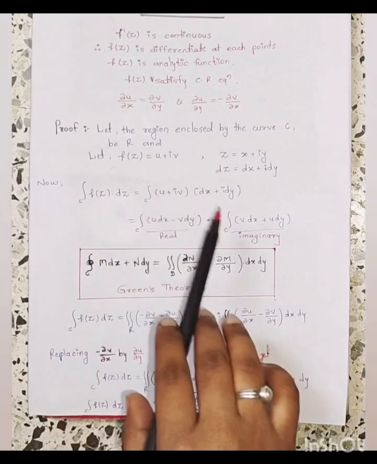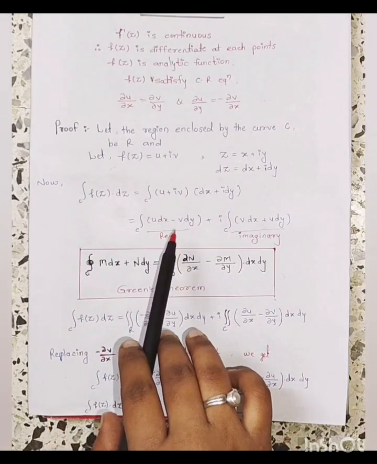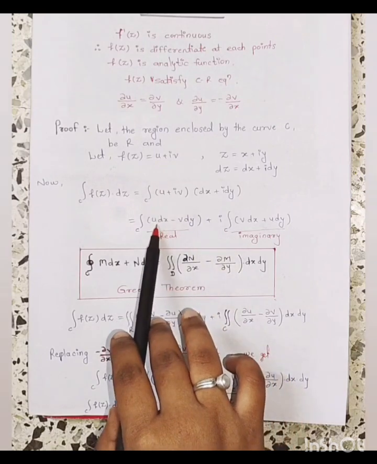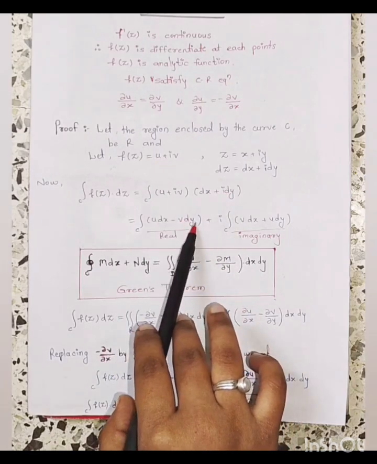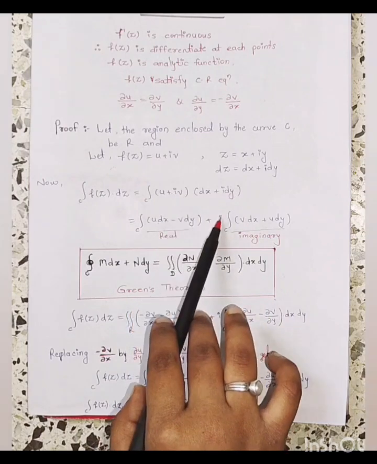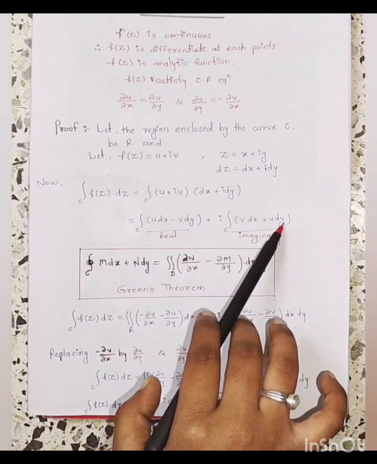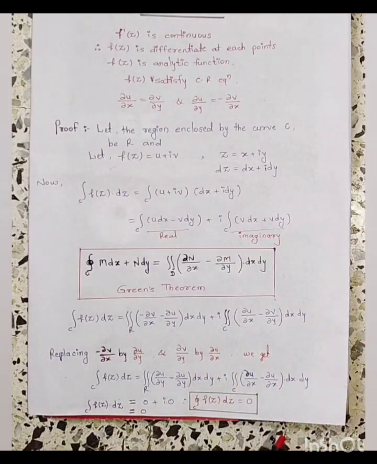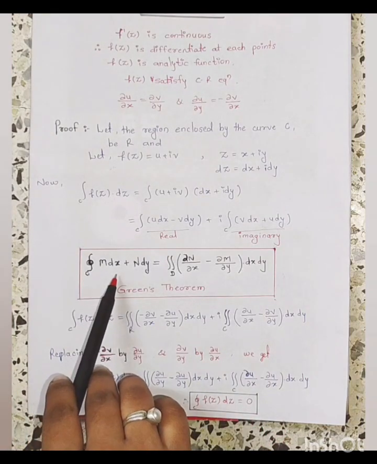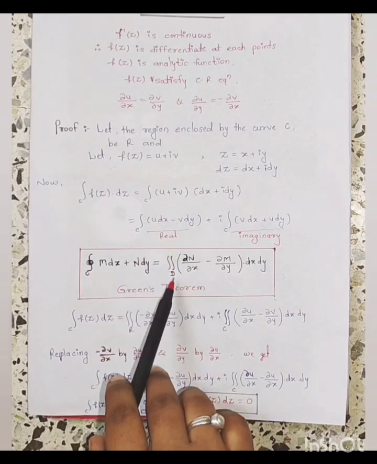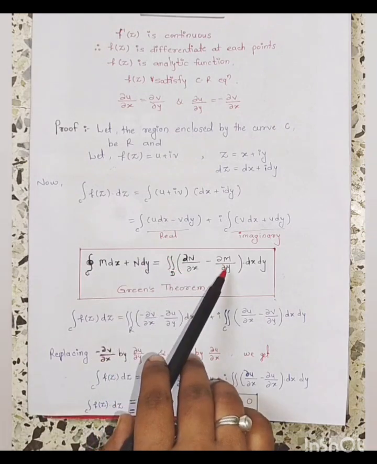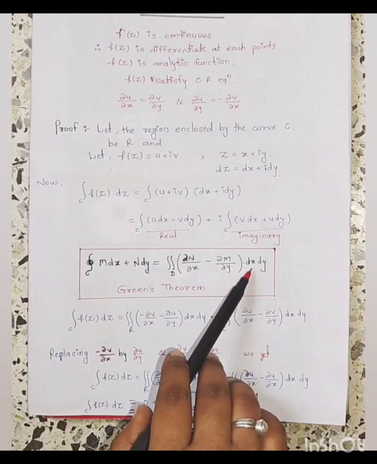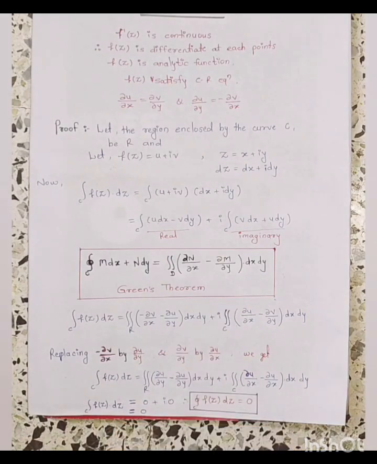After that, separate the real part and imaginary part, that is u dx and v dy. Imaginary part, that is i is common, and v dx plus u dy. Now here we will take the help of Green's theorem. Green's theorem, that is integration of m dx plus n dy is equal to double integration of del n upon del x minus del m upon del y into dx dy. Now we will apply Green's theorem on the above equation.